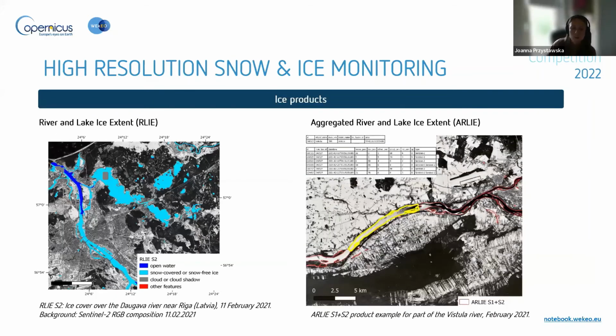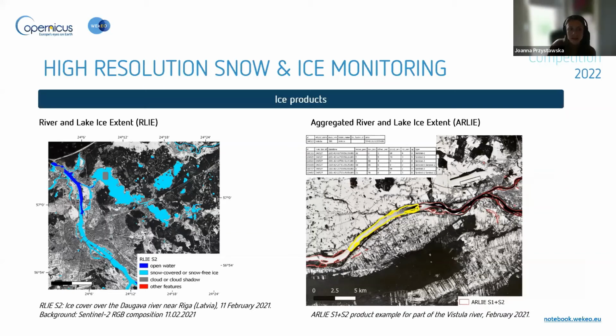And then we have two ice products defined on the hydrographic network. First product is river and lake ice extent product. This one provides information about the ice cover. And here you can see the example of river and lake ice extent product based on Sentinel-2 and present ice cover on the Daugava River in Latvia from February 2021.